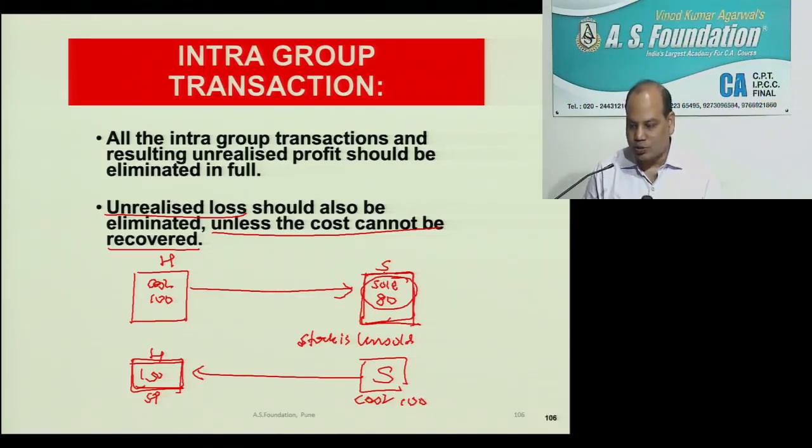Because market value of the inventory itself has gone down, concept of prudence applies. If the company sold it below cost because there is a decline in the market value, it's a genuine transaction, then do not reverse the loss. Then don't do any adjustment unless the cost cannot be recovered. But if the market price is more than 100 rupees and you sold it below 100 rupees, then you have to reverse the loss. Okay.